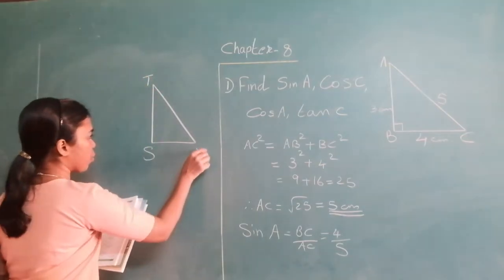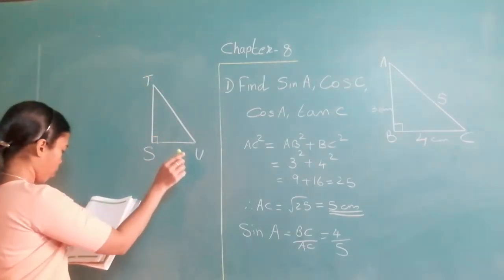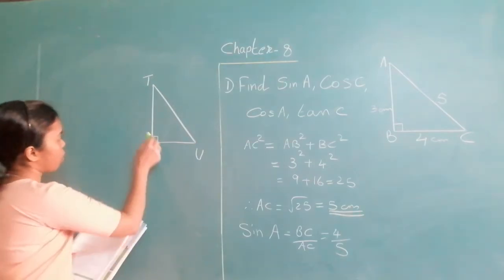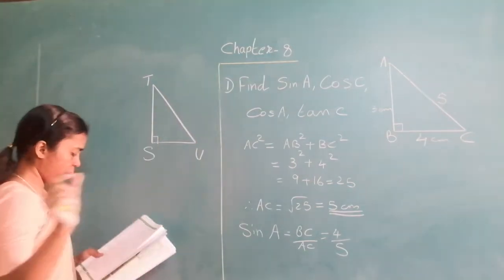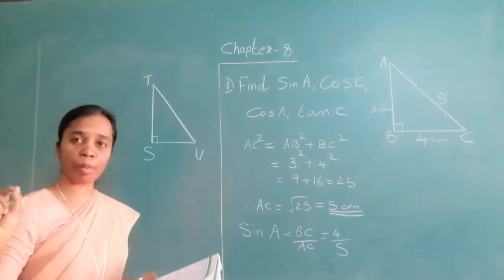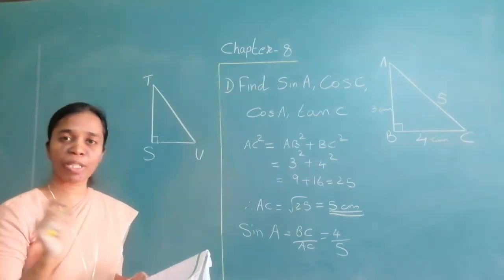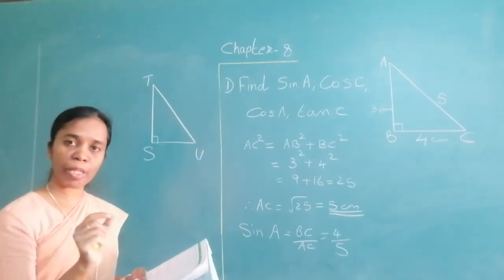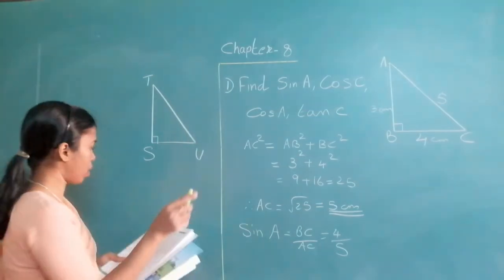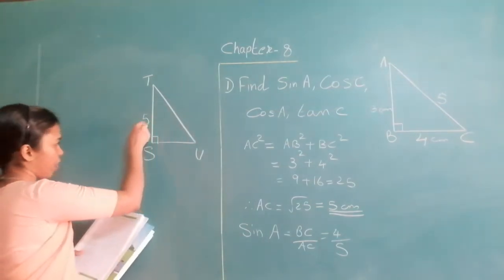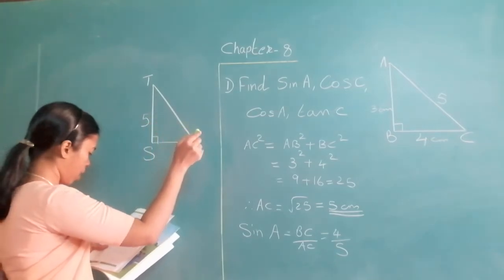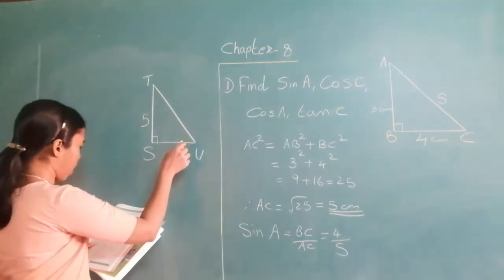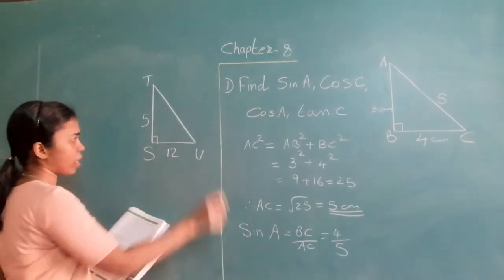S U. Now what is given to you? TS is equal to 5. It is not mentioned whether it is centimeter. If it is mentioned, you write centimeter. If it is not mentioned, you better write it as unit at the end. This is given to you as 5 and SU is given to you as 12 and this is 90 degree.